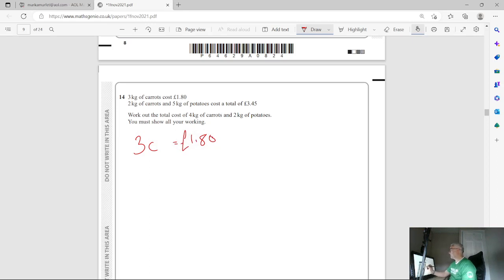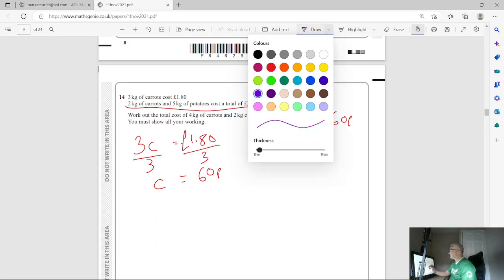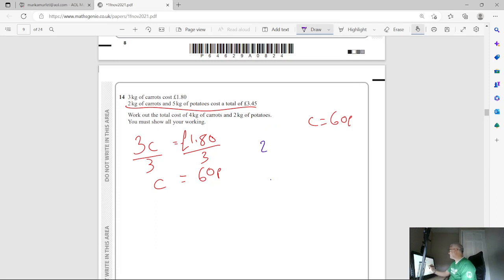So if 3 lots of that equals 180, if I divide through by 3, I can find out what 1 lot of carrots equals. And that's going to give me 60p. So carrots equals 60p. This one, do it in a different colour so we can follow it through. I've got 2 lots of carrots plus 5 lots of potatoes equals £3.45. Well, I know the carrots cost 60p. So if I do 2 lots of 60p, that gives me £1.20. And I've got 5 lots of potatoes, still equalling £3.45.